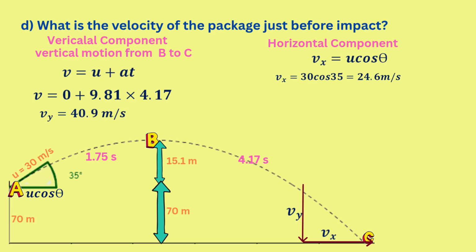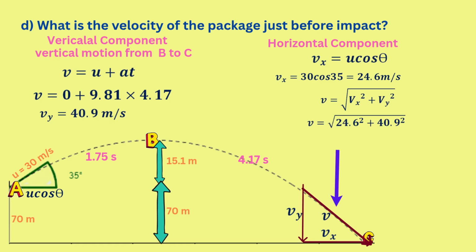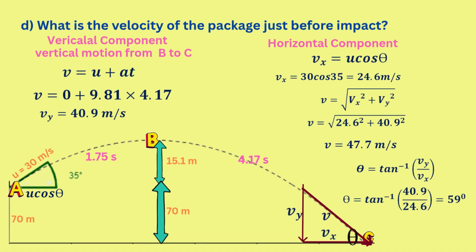To get the velocity with which the package hits the ground, we can use Pythagoras' theorem since it will represent the hypotenuse of the right-angle triangle shown here. Hence, we get V equals 47.7. We can call the angle of impact theta. Using the trig ratio tan theta equals opposite over adjacent, theta is tan inverse of Vy over Vx, which is 59 degrees. Hence, the package hits the ground with a velocity of 47.7 meters per second at an angle of 59 degrees.